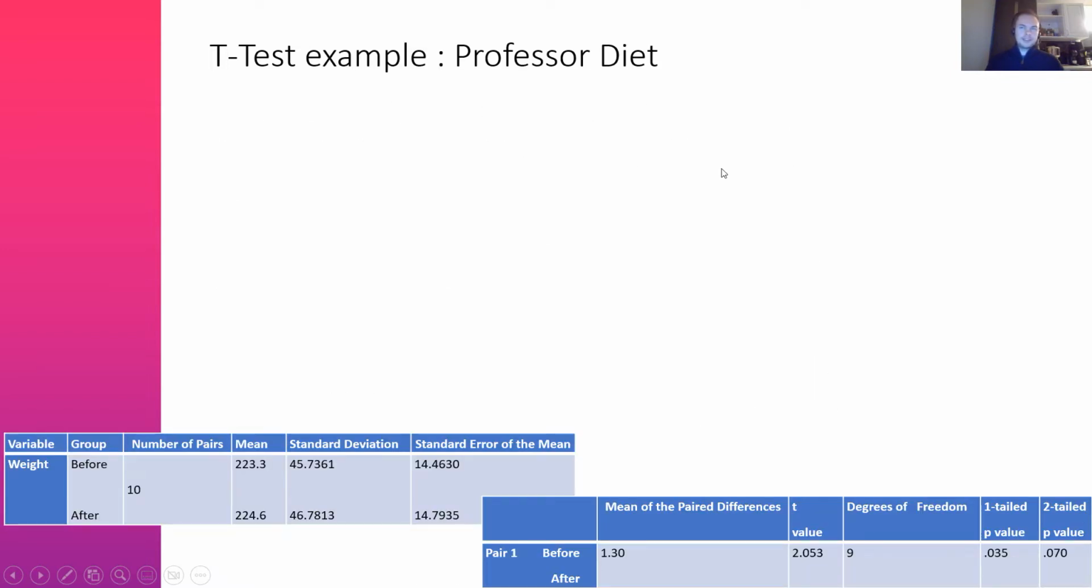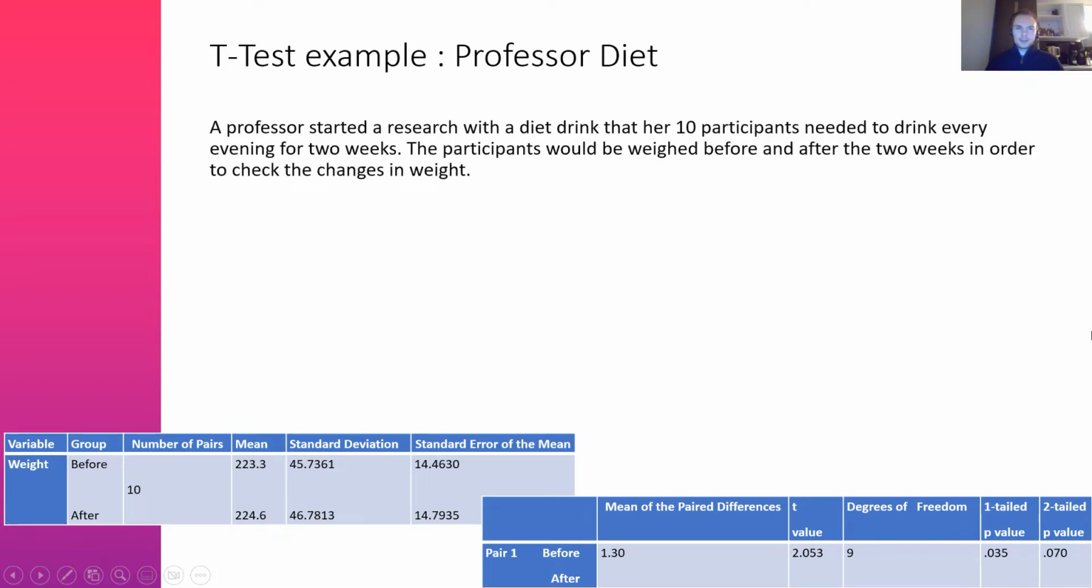So let's do an example of the t-test. It's a bit complex. A professor started her research with a diet drink that her 10 participants needed to drink every evening for 2 weeks. The participants would be weighed before and after the 2 weeks in order to check the changes in weight. She told them: you need to drink this every evening, and we will weigh you before the test and after the test, and we will see if you have lost weight, gained weight, or the weight is the same, to check if the drink works.